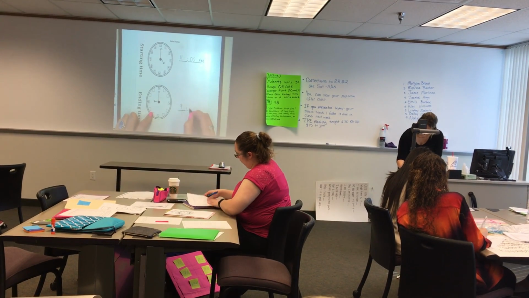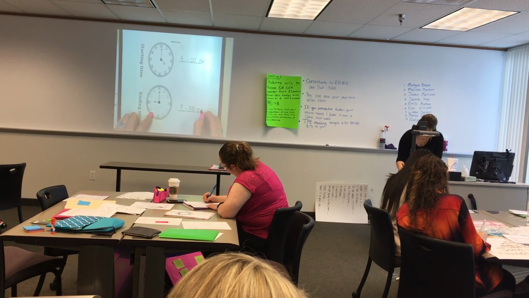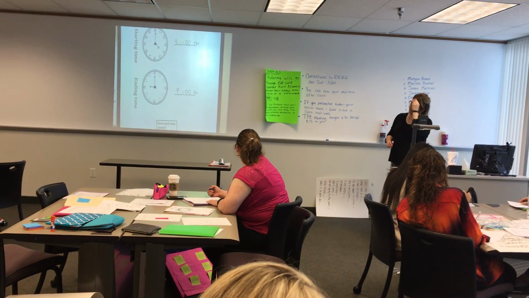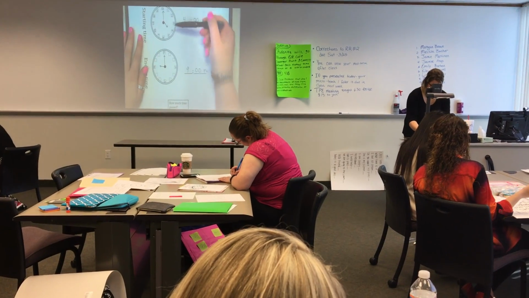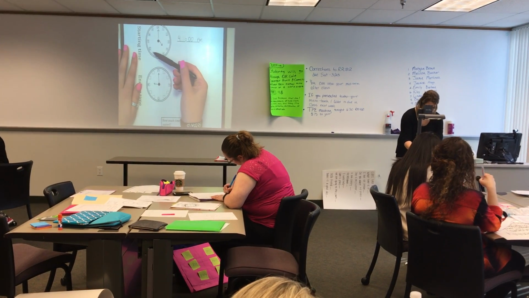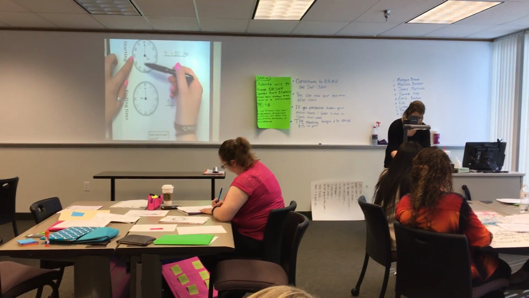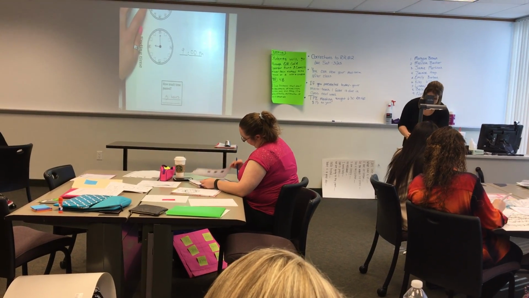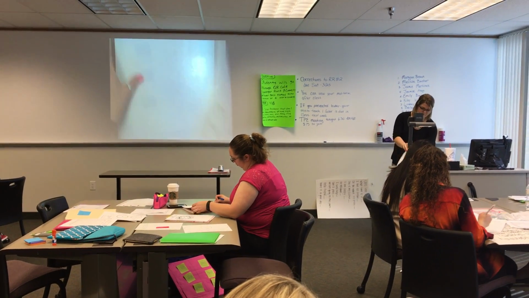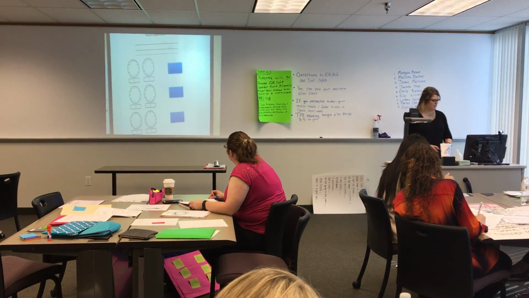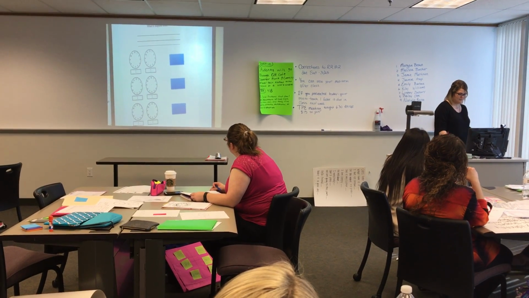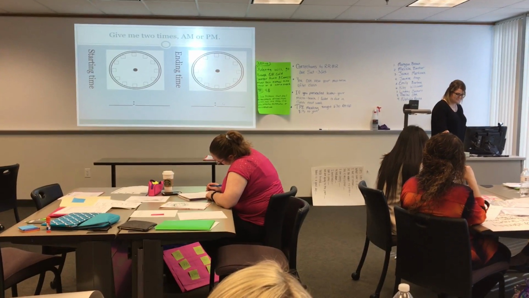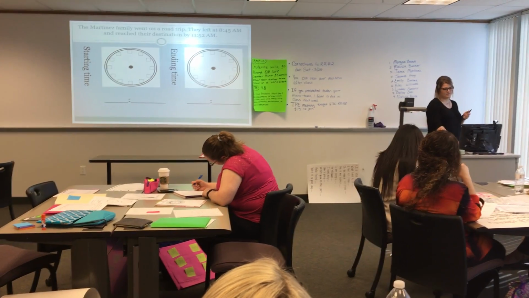So how much time has passed between 4 o'clock and 9 o'clock? 5 hours. By doing that, you can count 1, 2, 3, 4, 5 to get from the 4 to the 9 that's down here. So you would write 5 hours. Good job. We said it was 5 hours.